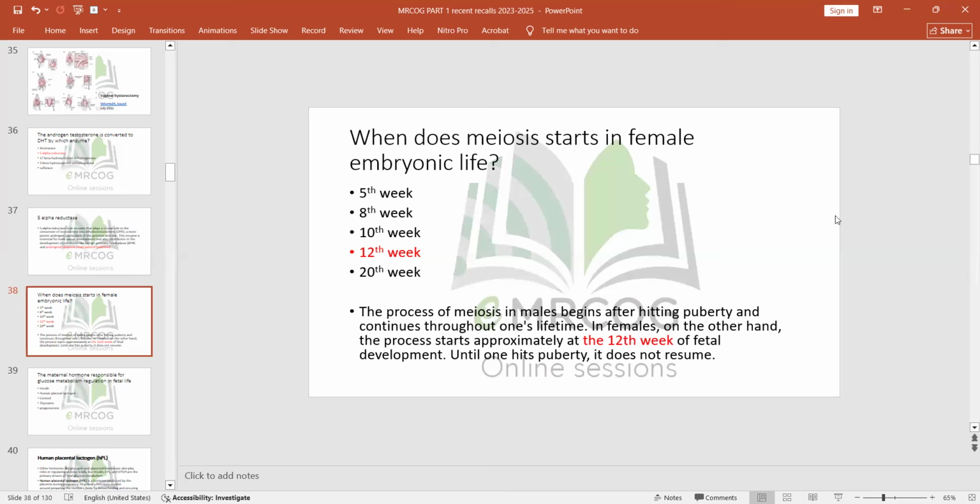In males, the process of meiosis begins after hitting puberty. So the start of meiosis is after hitting puberty. Okay, just in case they ask about it. One of the exam questions, and it's a very silly one: which cell in the human body is the biggest? Yeah, the ovum.